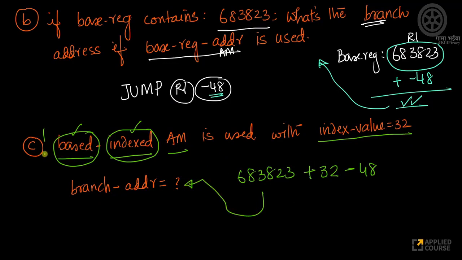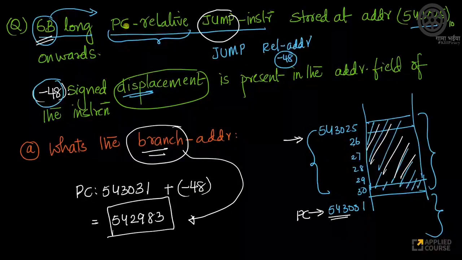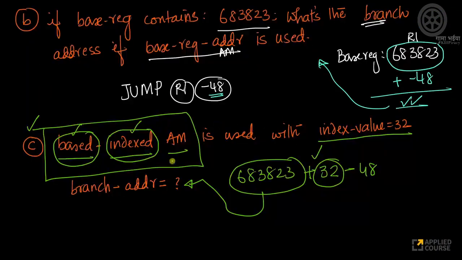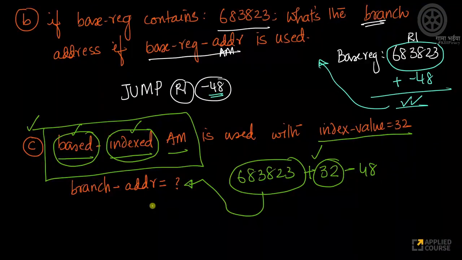Again, based indexed addressing mode is not something that is used extensively, and hence I did not cover it in the course videos. But this is a very simple concept, right? Based basically means you have a base register which will give you the segment base address. Index basically means you have an index register which will give you the index value, and you have the addressing mode, right? And this is used for your jump instruction. The moment you know that it's used for jump instruction, you will have a displacement value. The displacement value given is minus 48. You simply add them and you get the branch address. Very simple concept here, right?